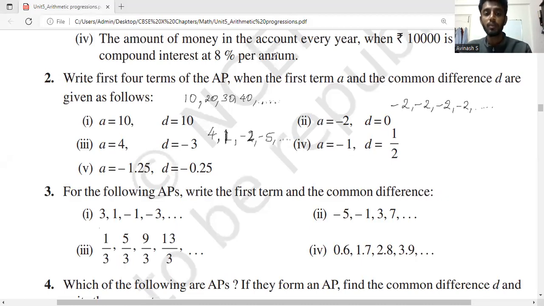So after 4, you get 1, and after 1, you get minus 2. And after minus 2, you get minus 3. That is because minus 2 and minus 3 will give you minus 5. So you get minus 5.